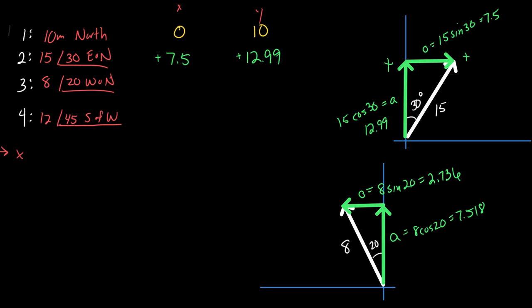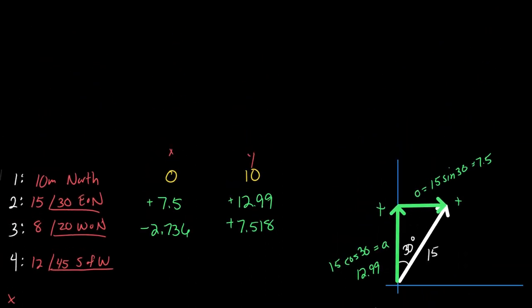I need to translate this into x and y. So it looks like it's in the negative x direction and positive y direction. So positive 7.518, negative 2.736. By the way, I'm still doing step 1. Convert all vectors from polar to rectangular.